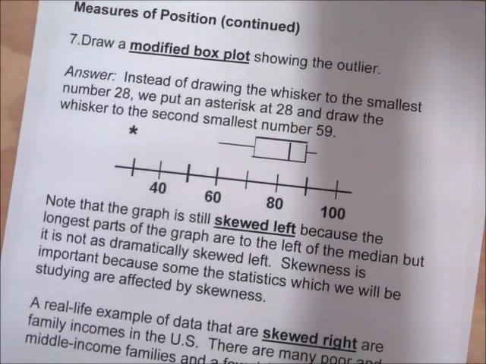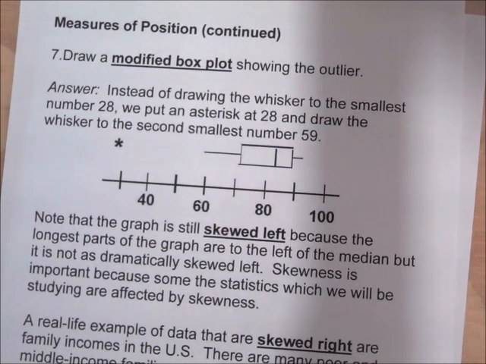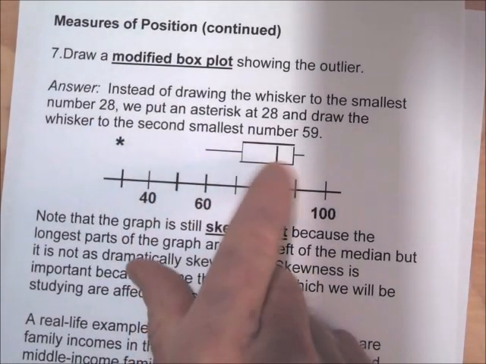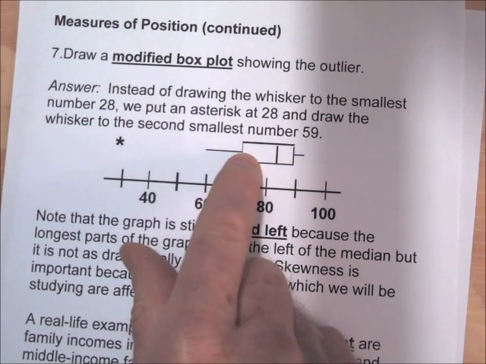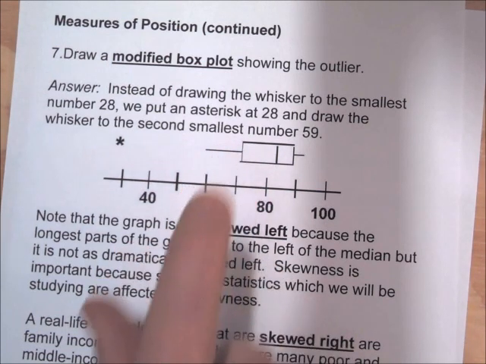There's a modified box plot that addresses one of the drawbacks of the box plot, that it's affected by outliers. So the modified box plot, instead of drawing the whisker out to the lowest and to the highest, the box part of it is the same. It's only the whiskers that change. You draw the whisker to the lowest number that's not an outlier. So that would be the 59.